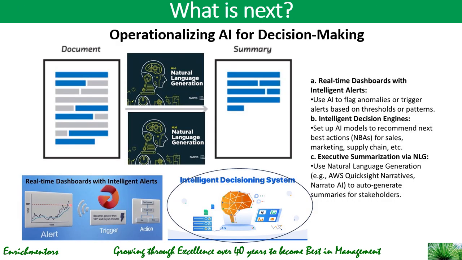So what do we do next? We will now look at another part of operationalizing AI for decision making, where we will look at how to set up AI models to recommend next best actions for sales, marketing, supply chain, etc. And that's a part of using intelligent decision engines. So that's what we will do in the next lecture.